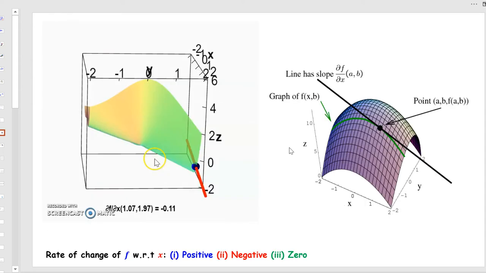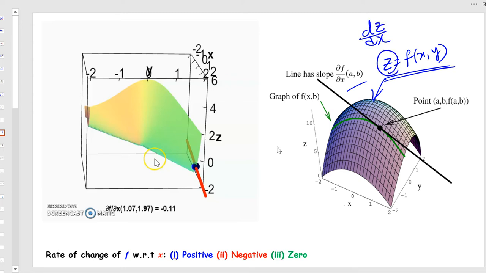Now, you want to generalize the concept for a two variable function. For example, z is a function of x and y. So this represents a surface. Now if you try to find the change, for example here dz dx, it is not possible to define because it has another independent variable. So for this type of function we have to define what are called partial derivatives.